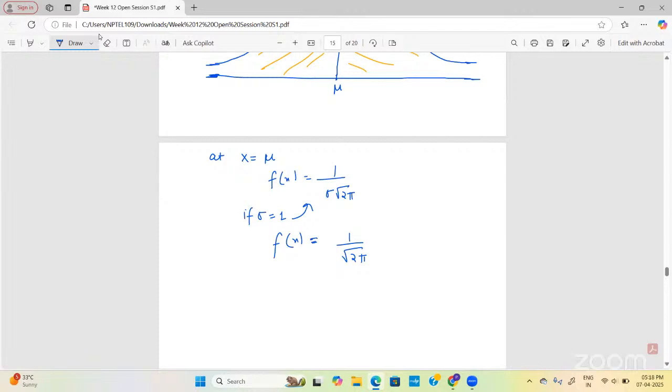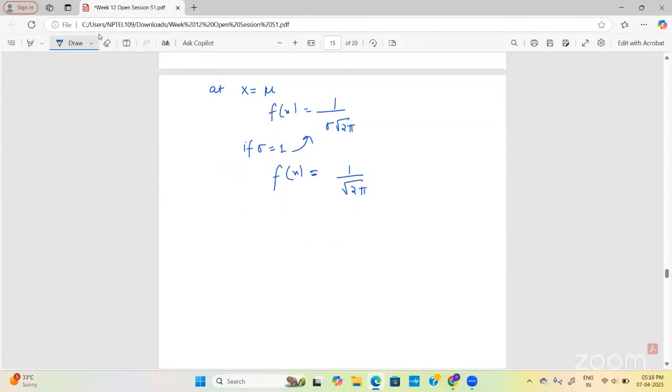Okay, now by symmetricity, we can write this property as: the probability that x is less than mu is equal to what? The probability that x is greater than mu. And it should be equal to what value? Also, we know that it is a continuous distribution, so we can write probability x is less than or equal to mu, or probability x is greater than or equal to mu. Right? Do you agree with this point?